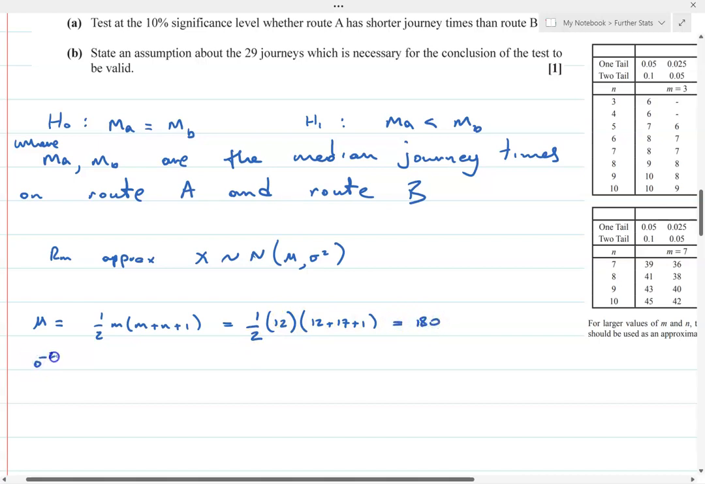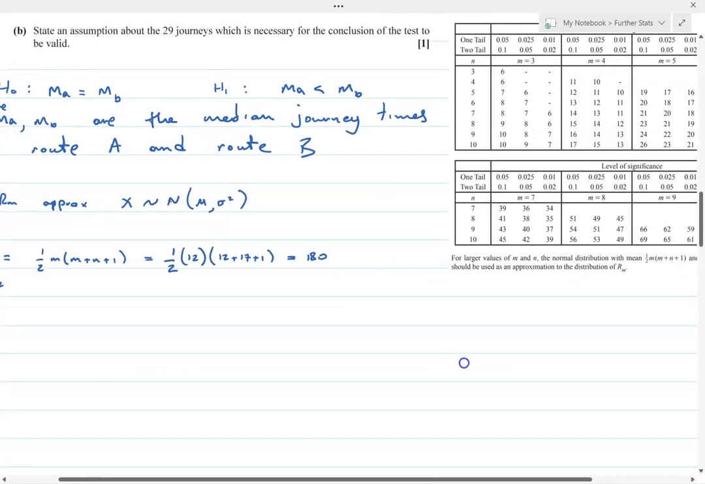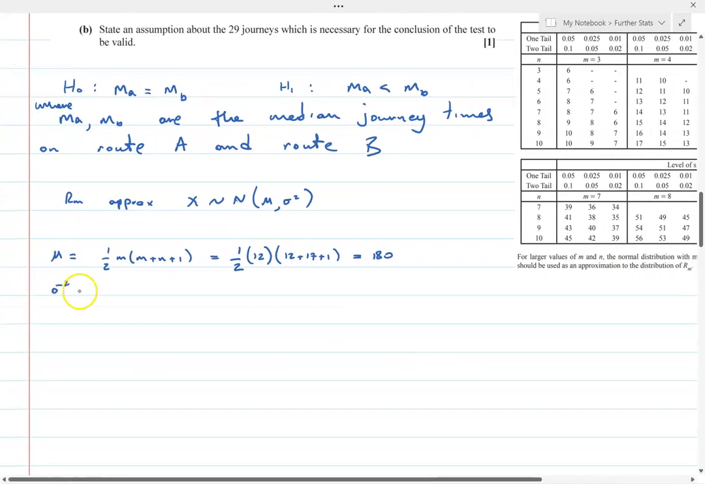And the variance, let's say this is given to you in the formula book, is 1/12 mn(m + n + 1). So that's 1/12 times 12 times 17 times (12 + 17 + 1), which basically equals 17 times 30, which is 510.